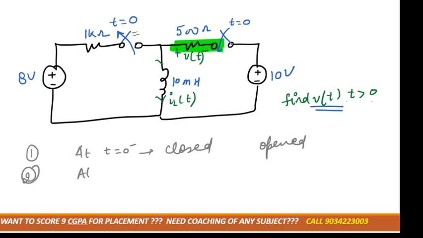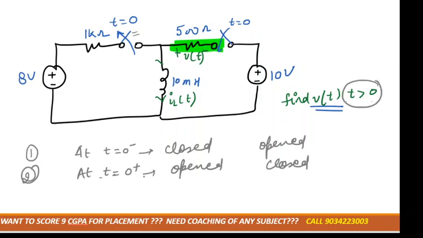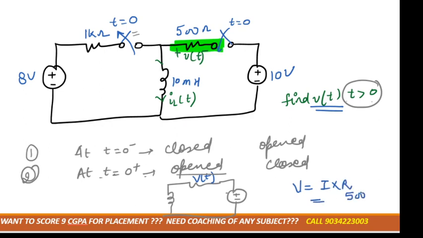Similarly, at t equal to 0 plus, this switch is opened and this switch is closed, right? So they are asking for t greater than 0, so for t greater than 0 the first switch is opened, then the diagram would become like this, right? So they want the voltage across the resistor, and according to Ohm's law, V is equal to I multiplied by R, we already know. We can simply apply KVL in this mesh.